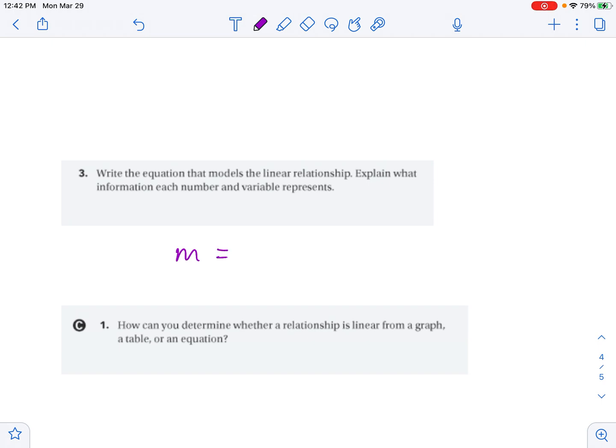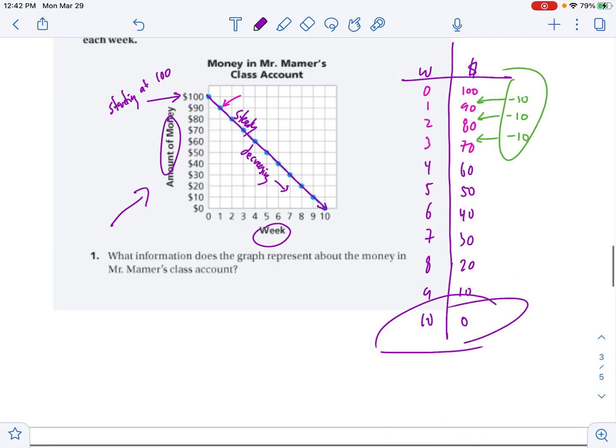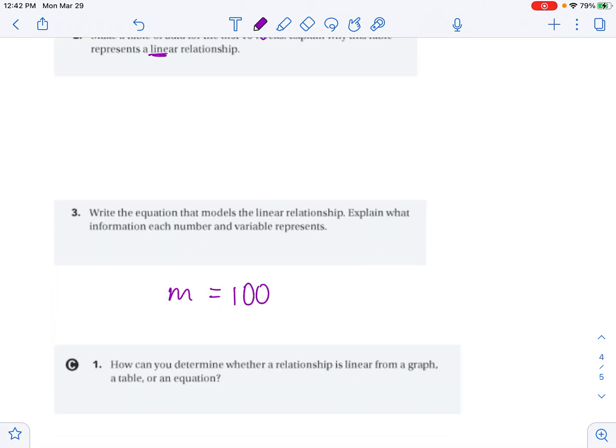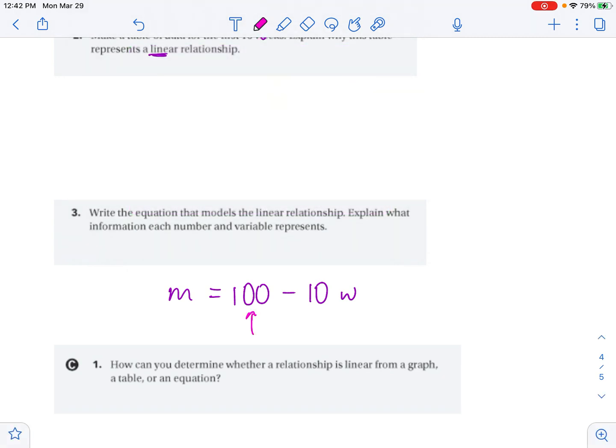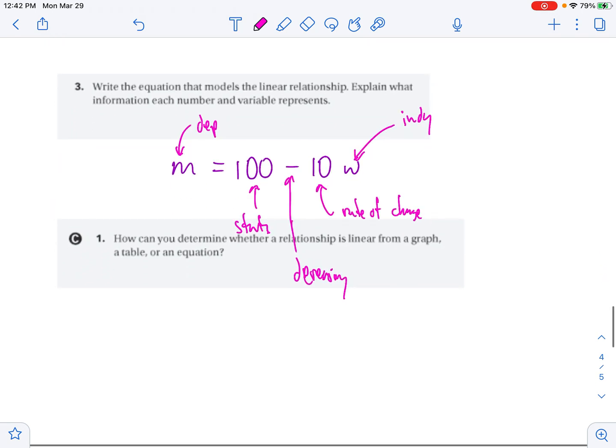So how much money we have left is, what did we start with? $100. And the money's going down, and it's going down a steady amount of $10 per week. So these are all the pieces and parts. We have where it starts. We have the rate of change. We have that it's decreasing. Oh my goodness, nice handwriting, Mr. Weber. We have the independent variable, and we have the dependent variable. So all the different pieces and parts. Super awesome. Love this.